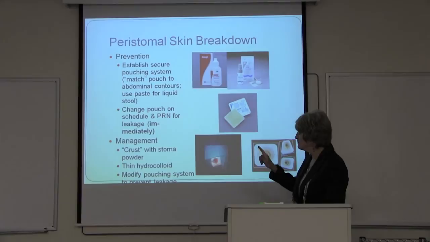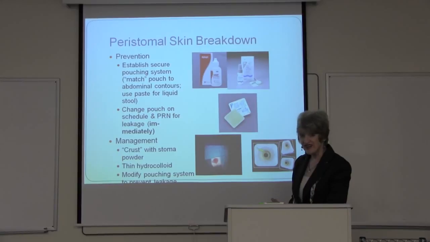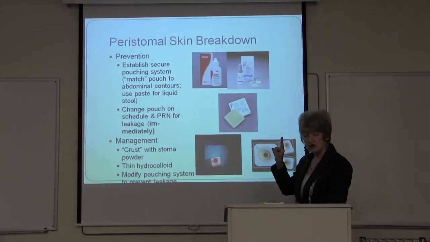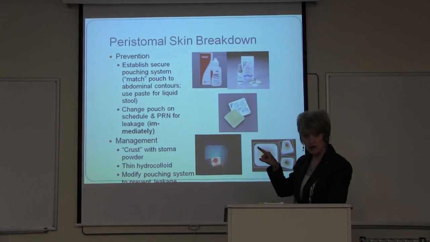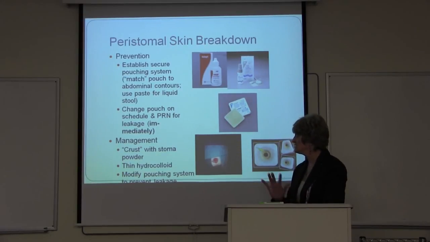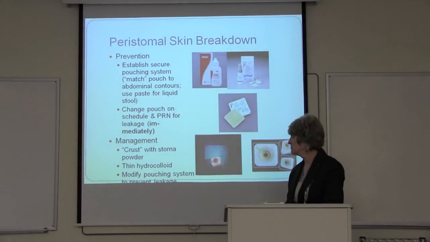So figure out the problem so that you can secure a pouching system that will prevent contact between that enzymatic drainage and the skin. Anytime you have liquid stool, both of those patients had liquid stool, you need to use paste right around the stoma to caulk the junction between the skin and the pouch and to protect any little bit of exposed skin. We talked about the importance of teaching patients to change their pouch not only on schedule, but also immediately PRN for any indicators of leakage.